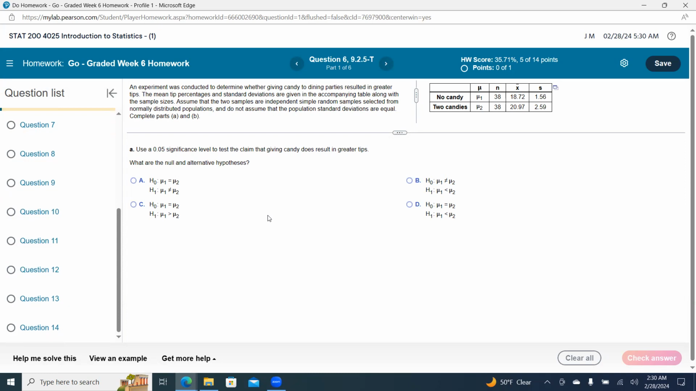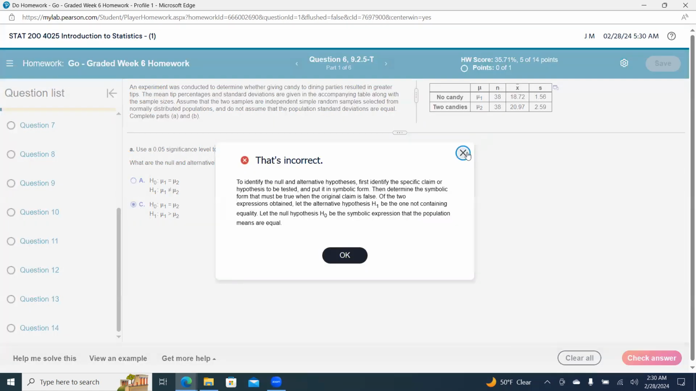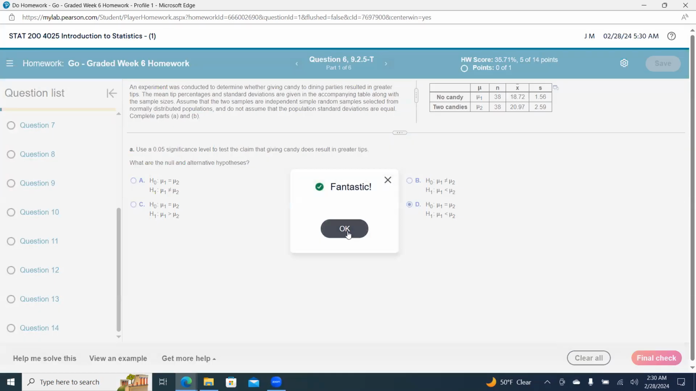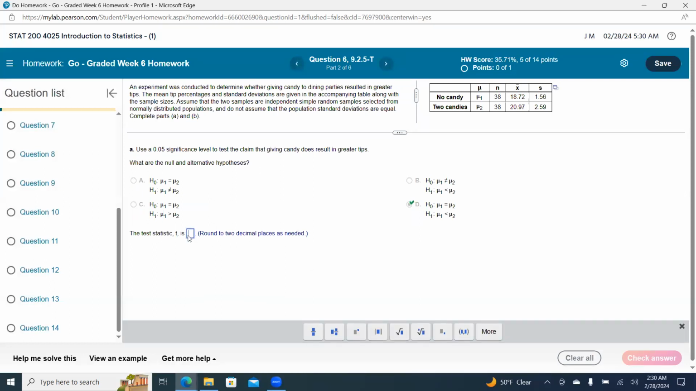Okay, so they always say it in their use 0.05 significance level to test the claim that the given candy does result in greater tips. Are we to say that mu1 is greater than mu2 or the opposite? Yeah, mu2 is the tip, so it'd be mu1 less than mu2. Okay. And then we can simply take that data in the upper right and put it in. It is a difference between two means, independent samples, and it is a t distribution because they have S. Two sample t-test is what it is. And then we input all that.